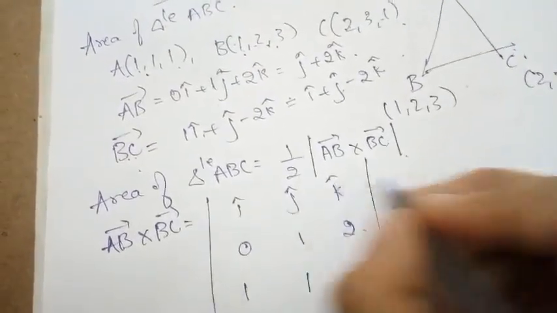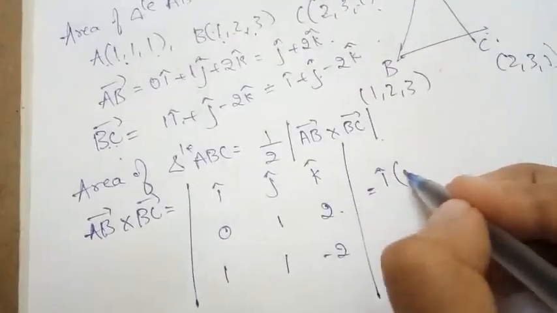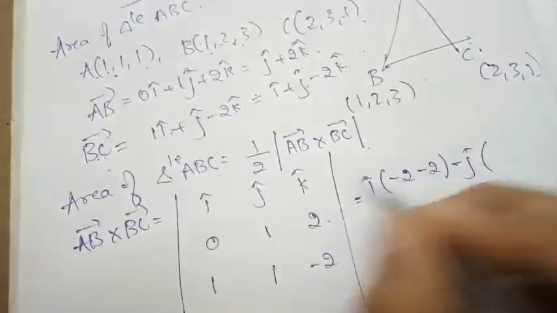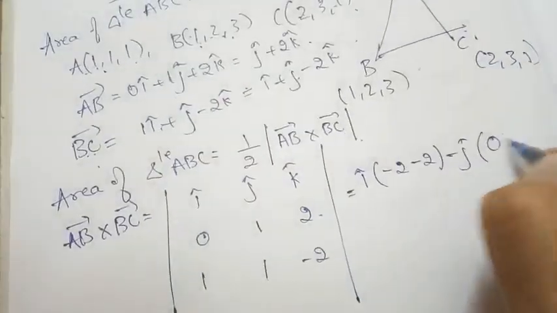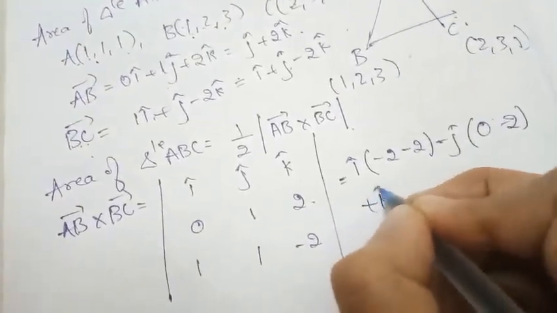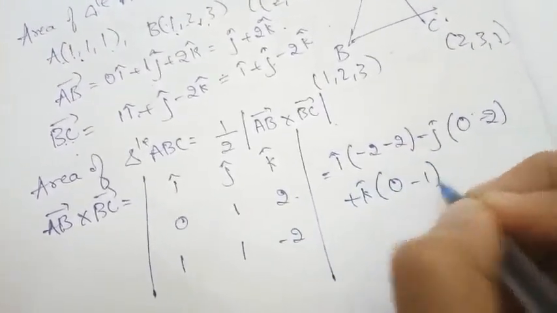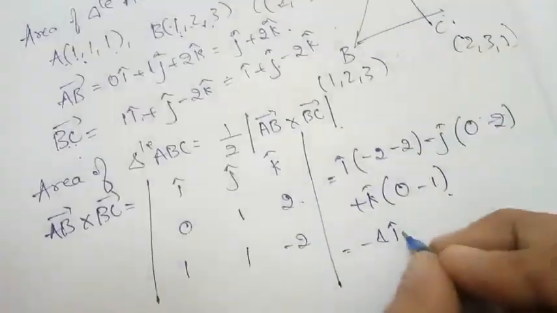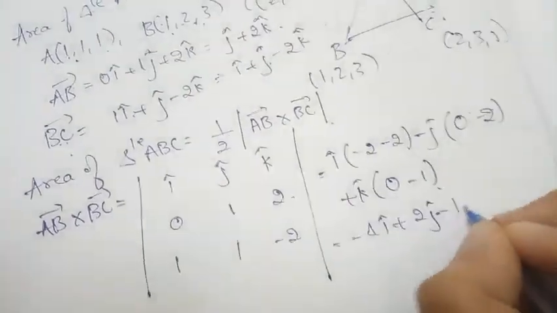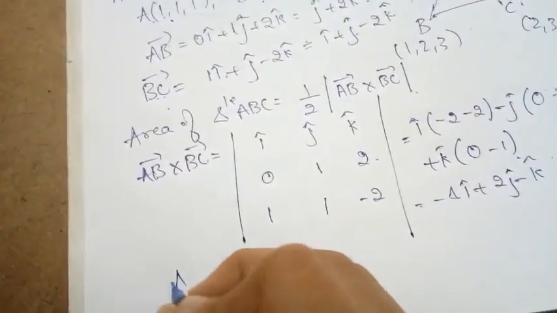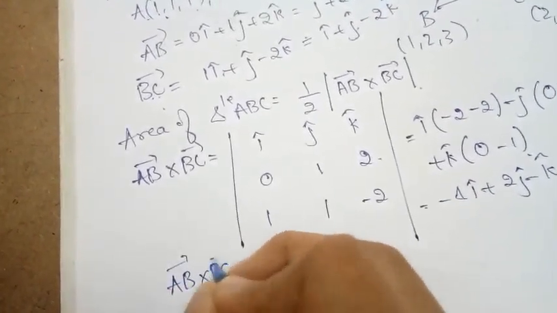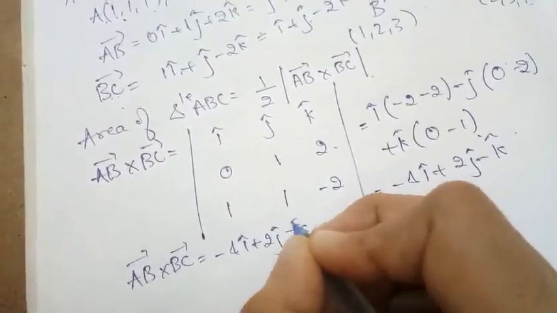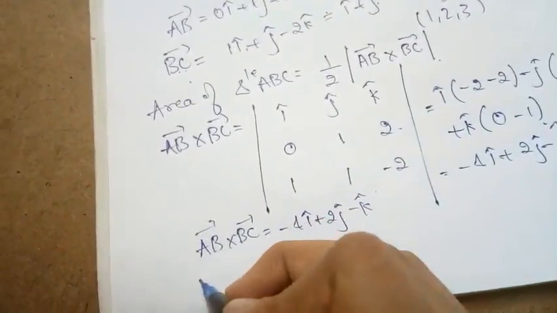So I am expanding along the first row: i cap times (0 minus 2), minus j cap times (0 minus 2), plus k cap times (0 minus 0). So minus 2 minus 4 i cap, minus of minus plus 2 j cap, it is nothing but minus k cap. So we got vector AB cross vector BC equal to minus 4 i cap plus 2 j cap minus k cap. But what we need is the magnitude of this vector.